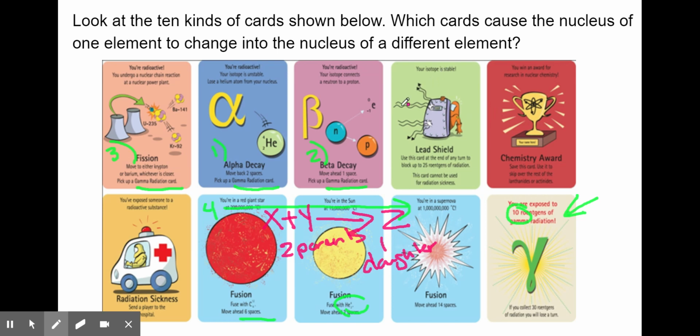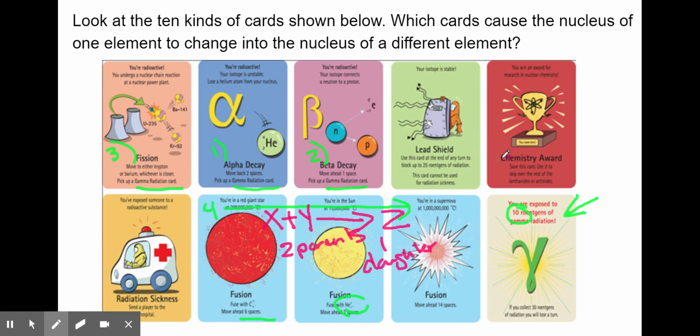There are some other cards that you will see. You have a lead shield card. You also have a chemistry award card and a radiation sickness card. Okay. A radiation sickness card is kind of like sending someone to jail in Monopoly. Here, you're sending someone to the hospital.